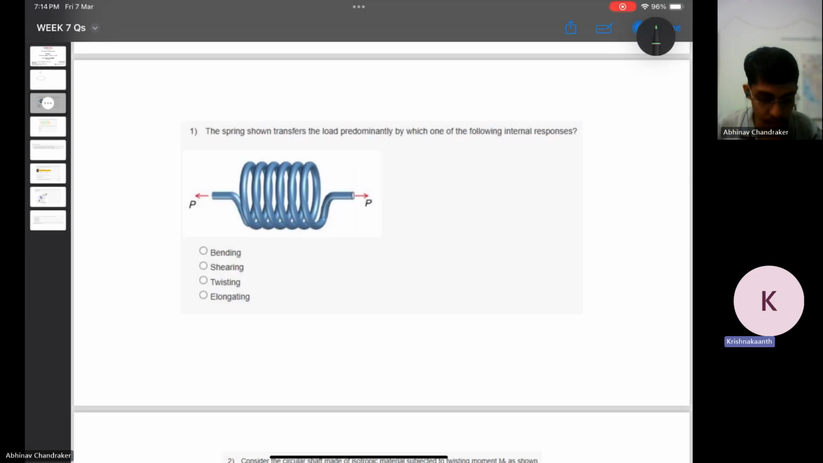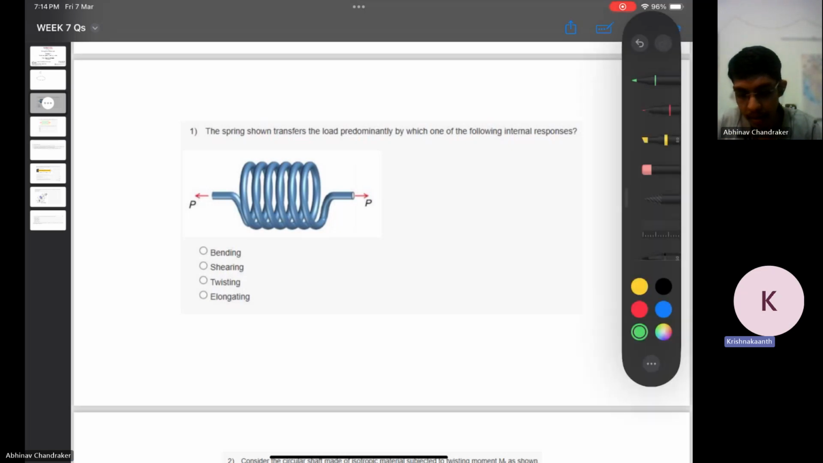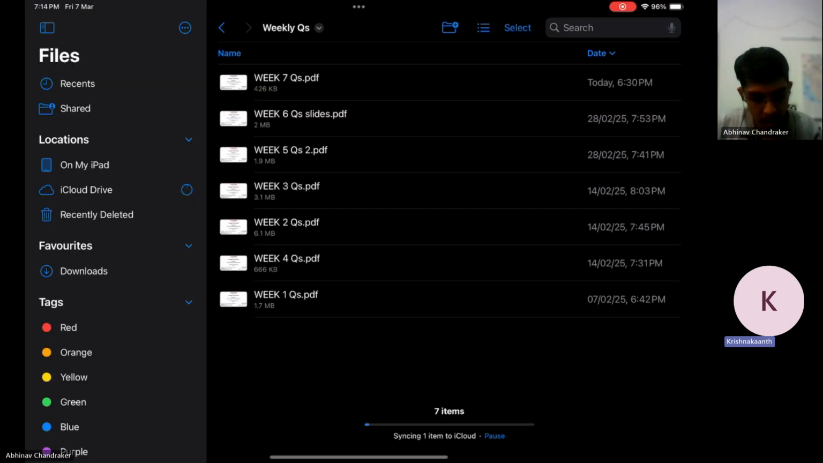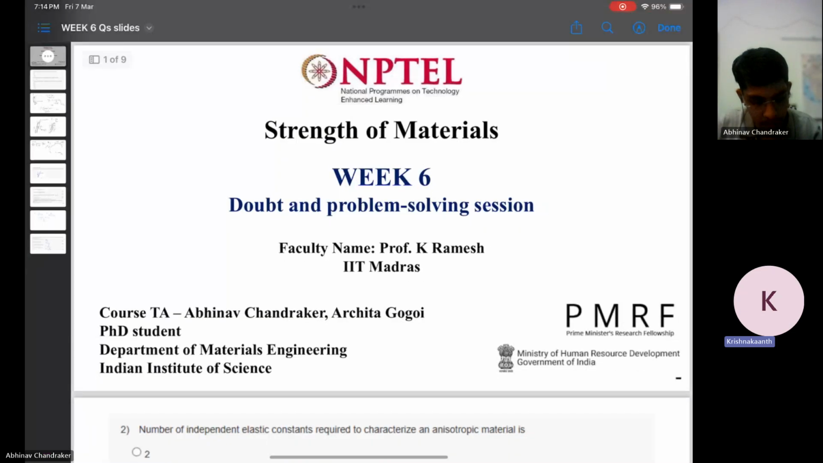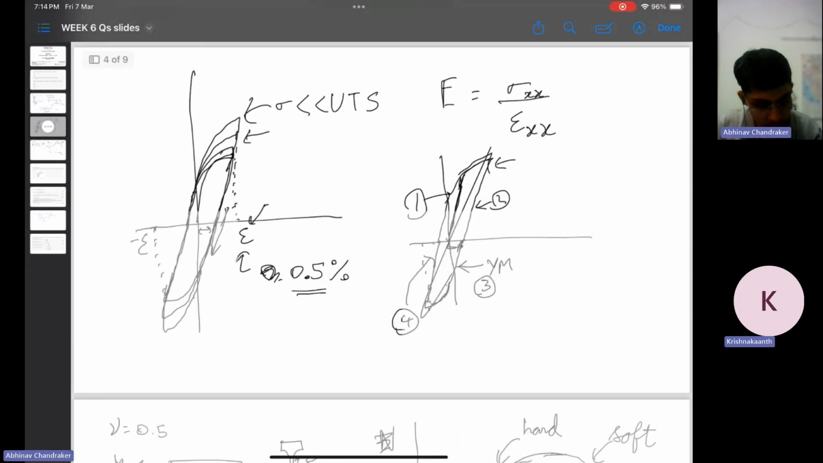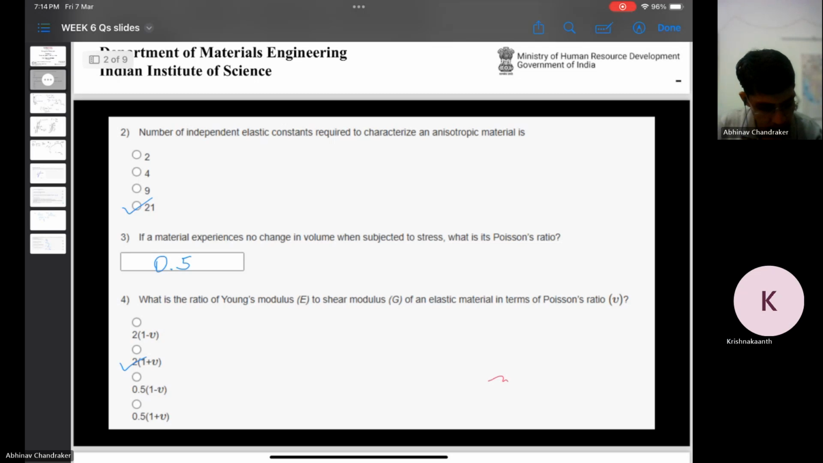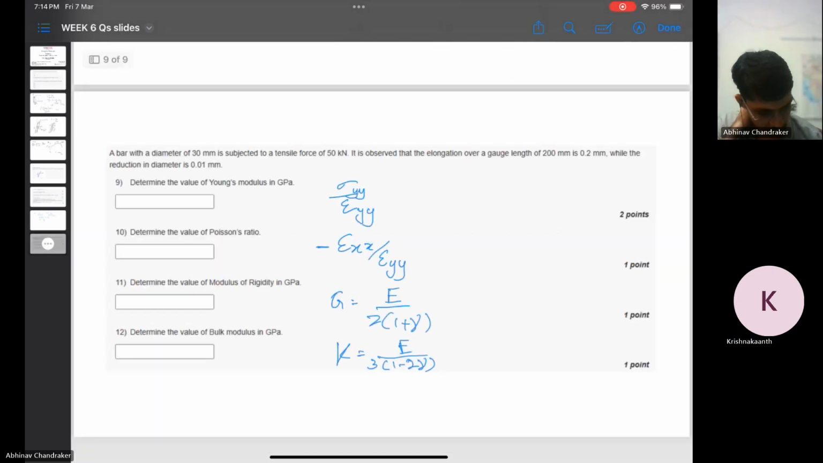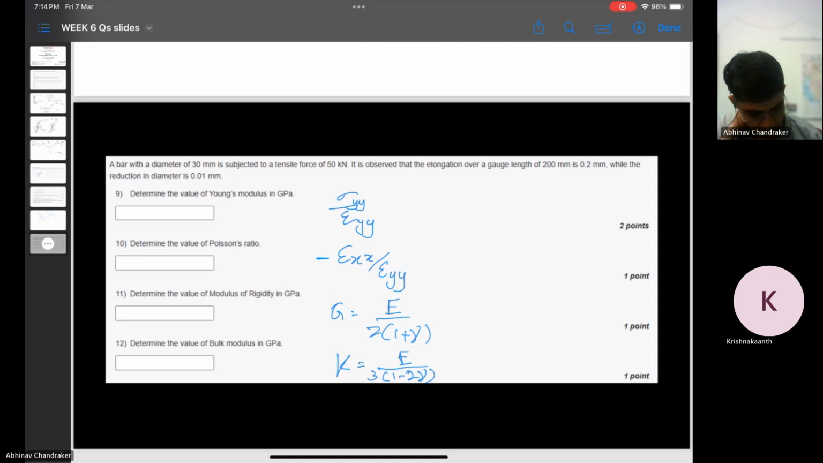Sir, before getting into this week's session, I got one question wrong from previous weeks, for calculating bulk modulus. But I did everything in the right manner as far as calculation, I think. So can I get some help solving that? I will tell the answer I got for E also. Question number 12: determine the value of bulk modulus in GPa.